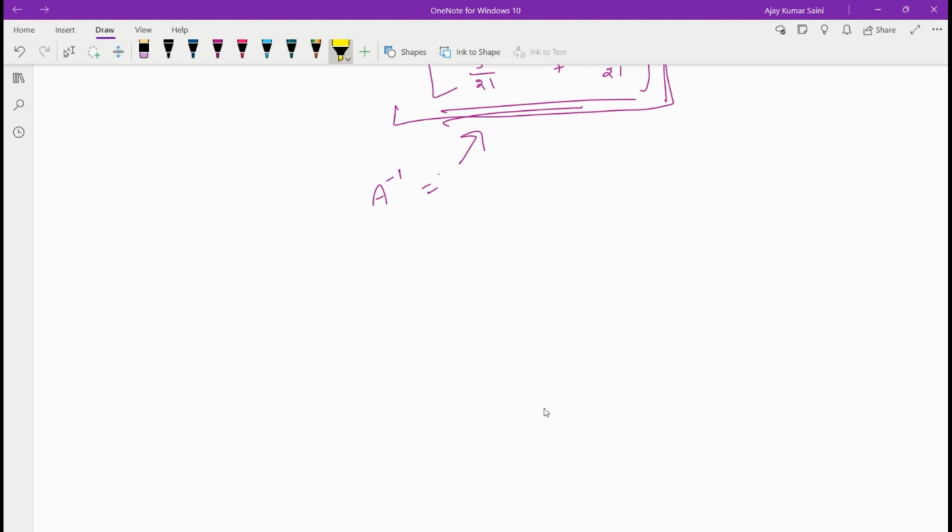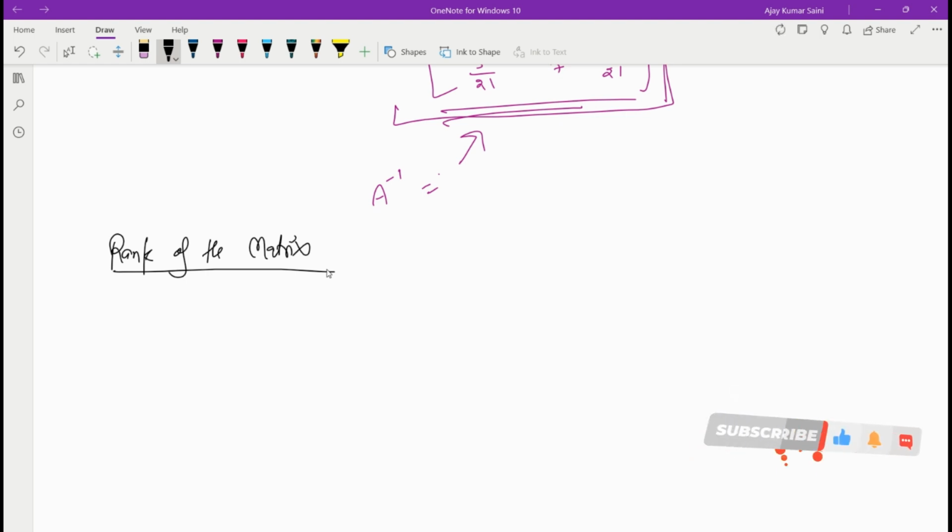Okay, let's start with the rank of the matrix. It is very easy. The definition says it has at least a minor of order r that is different from 0. Leave all that aside, I will tell you this in a simple way.